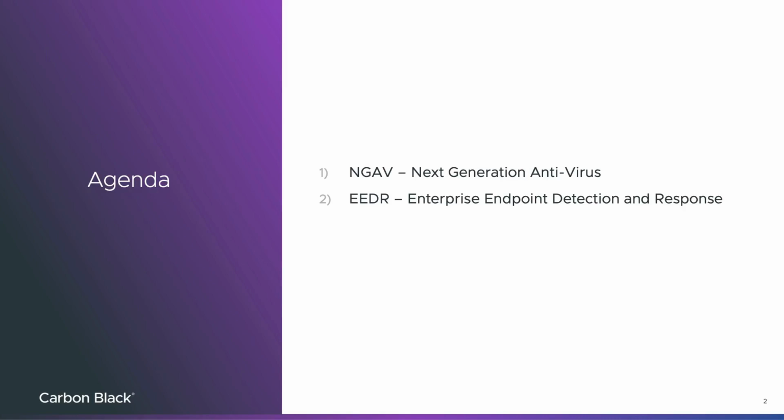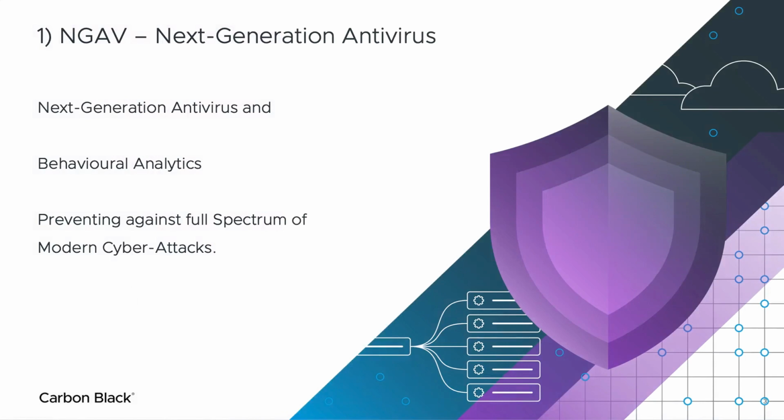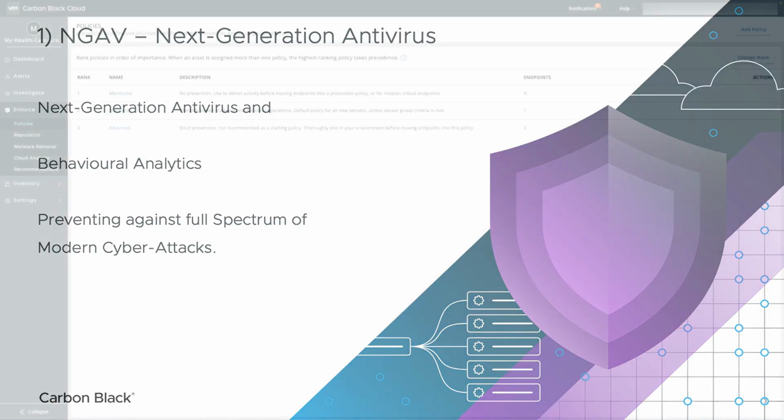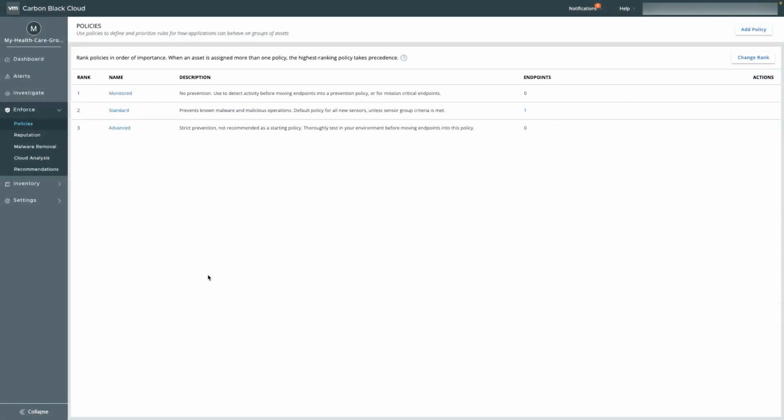Carbon Black Endpoint: a protection that adapts to your unique environment and the evolving threat landscape. A next generation antivirus and behavior analytics, which prevents your endpoints against a full spectrum of modern cyber attacks. You will benefit from a very robust predefined policy set devised from templates for common use cases.